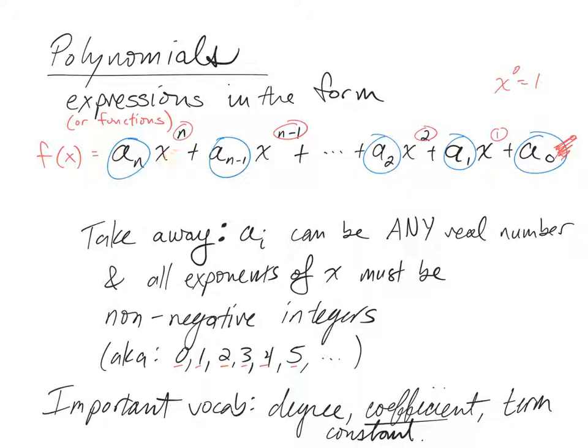So a sub n x to the n power. It'll be easier to explain what a term is when you see an example. And then a constant is any term without a variable. So this last one would be considered a constant.